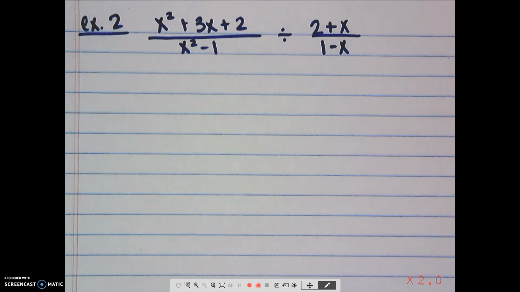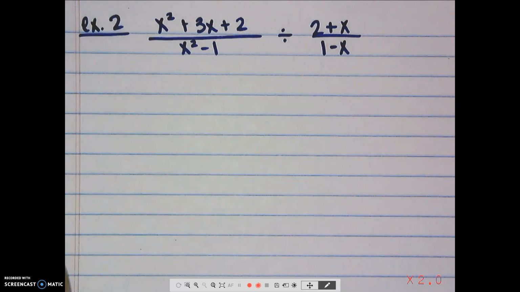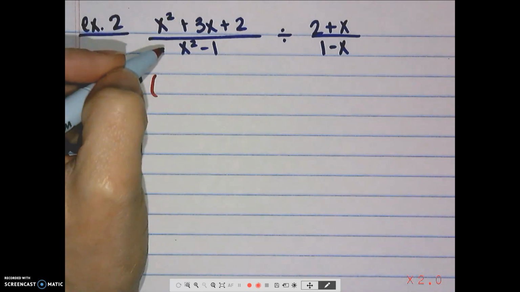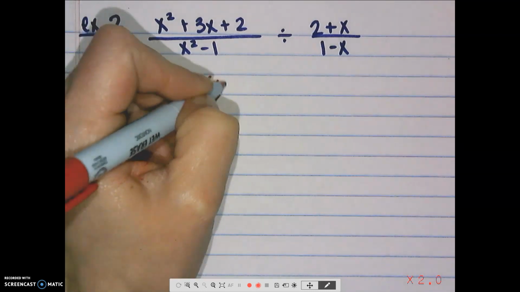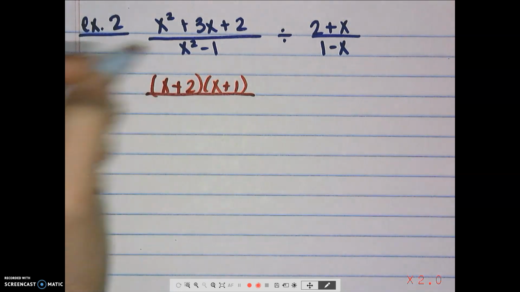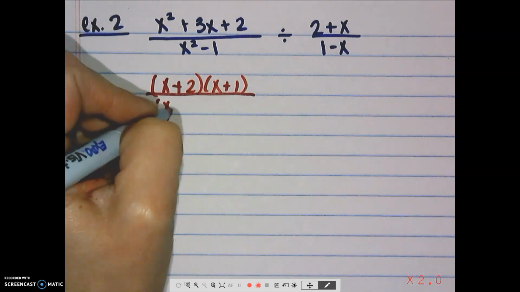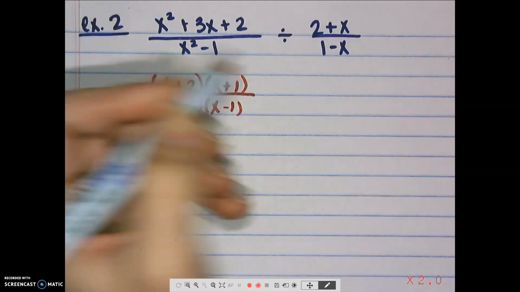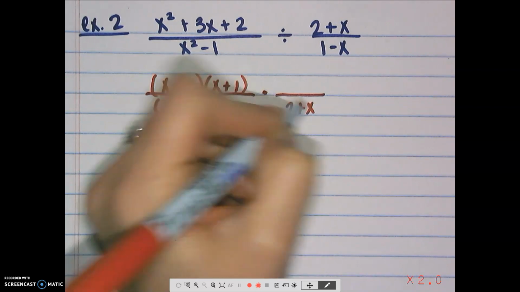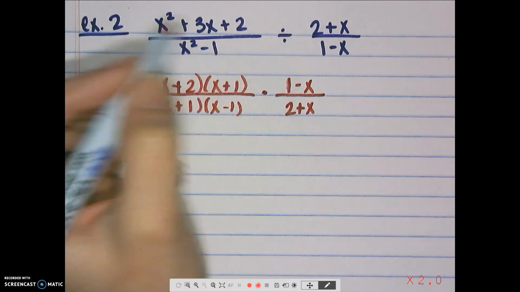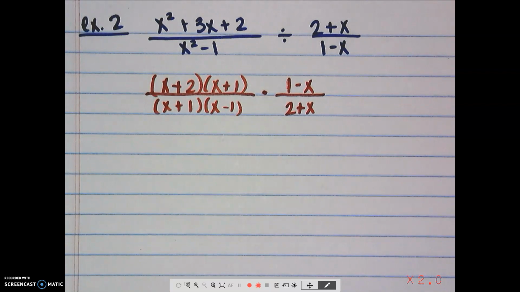So we have x squared plus 3x plus 2 over x squared minus 1 divided by 2 plus x over 1 minus x. So again, we're going to factor. So that means that we need two numbers that multiply to give us 2 and add to give us 3. So it's going to be x plus 2 and x plus 1. x squared minus 1 is a difference of squares. So it's going to be x plus 1, x minus 1. 2 plus x is going to flip to the denominator. There's nothing we can do with that. And the same thing with 1 minus x. That's going to flip to the numerator, and there's nothing we can do there.